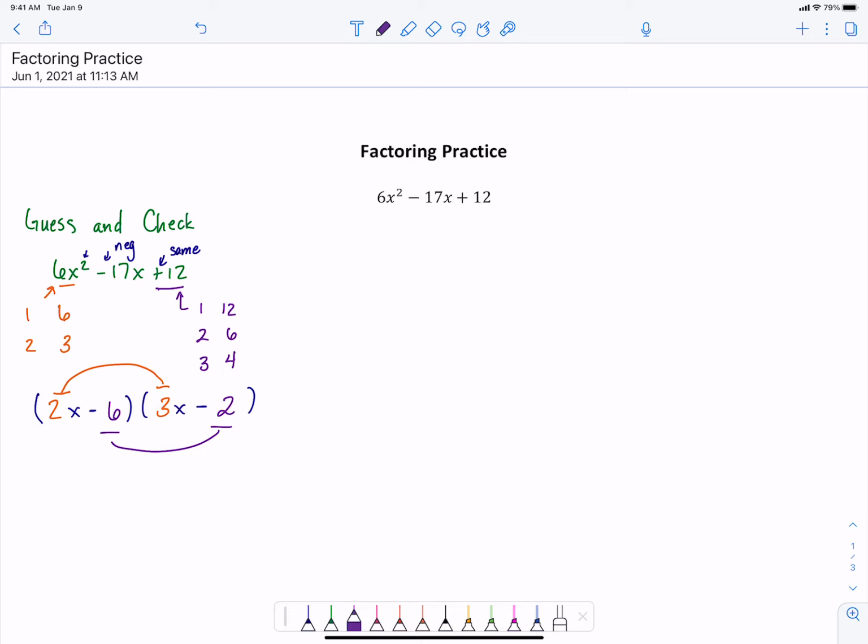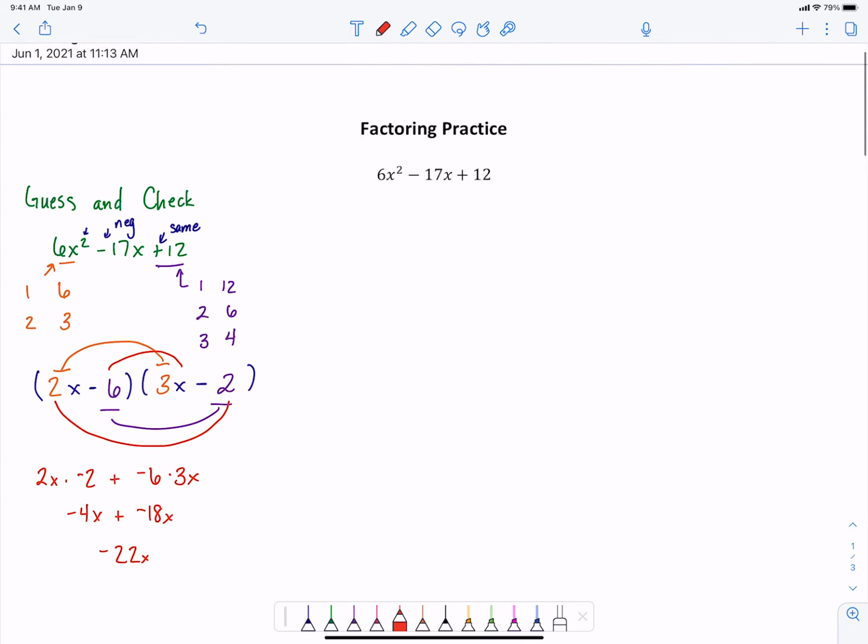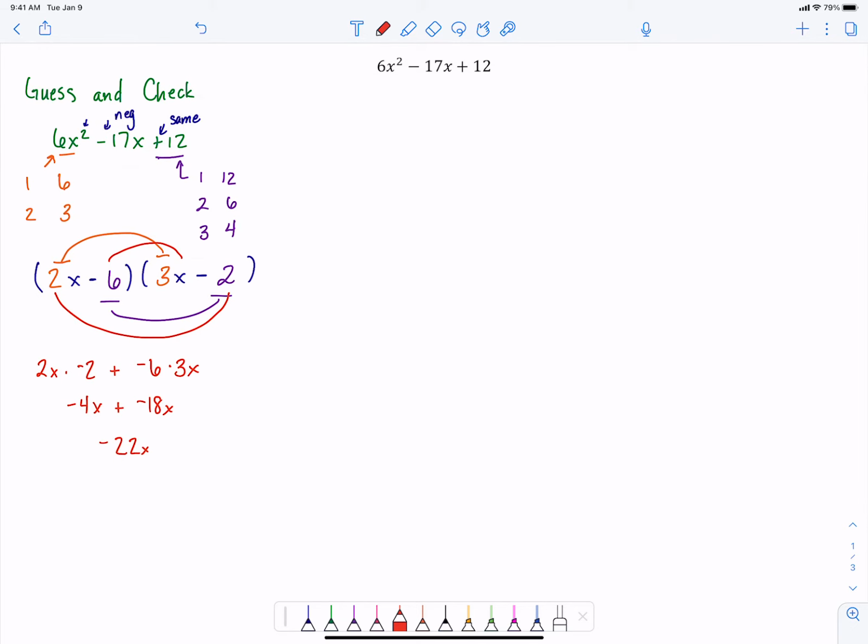What I really, really need to check is that outer term from FOIL and that inner term of FOIL. So what do I get from doing the 2x times negative 2, and what do I get from doing that negative 6 times 3x? So I get negative 4x plus negative 18x. So, ooh, that's too big. That is negative 22x, and we want negative 17. So I'm feeling like that 6 where it is being multiplied by that 3, that's too big. So maybe we'll try just flip-flopping where that 6 is and see what happens.